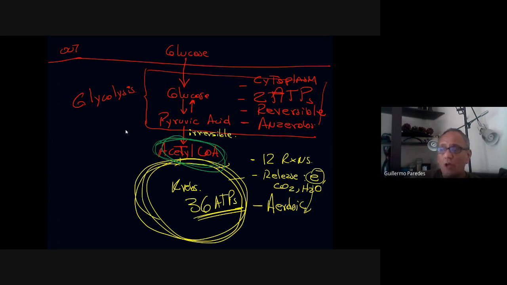Write it down: acetyl-CoA cannot produce glucose, cannot be converted into glucose. Why? Because there is an irreversible reaction between the acetyl-CoA and the pyruvic acid. You okay with that?